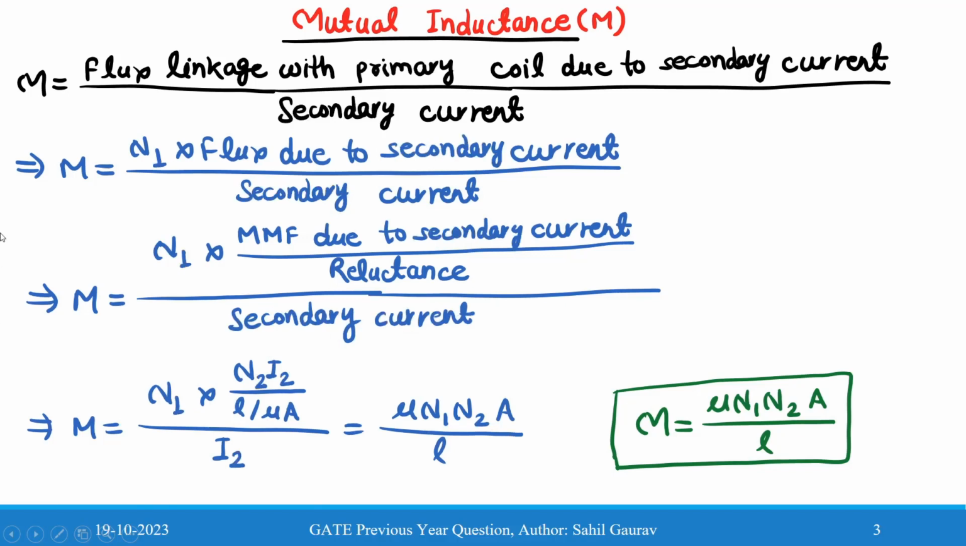Now, in terms of the primary coil, mutual inductance is the ratio of flux linkage with the primary coil due to secondary current to the secondary current. Flux linkage with the primary coil is the turns N1 times the flux due to secondary current, and flux is the ratio of MMF and reluctance. MMF due to secondary current is N2 I2, and on putting all these values, you get the same value of mutual inductance as before. You can find the mutual inductance in either way, and we will use this expression in solving this problem.